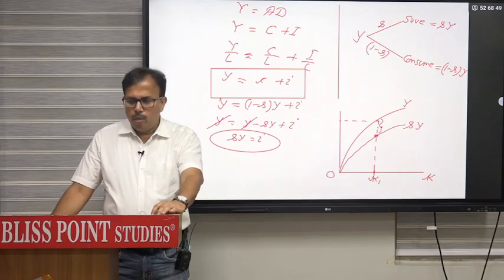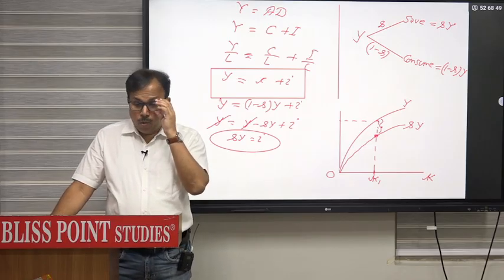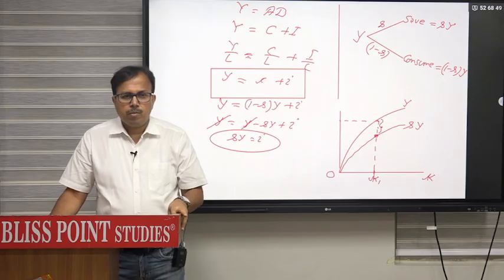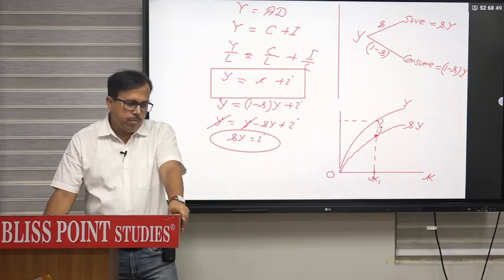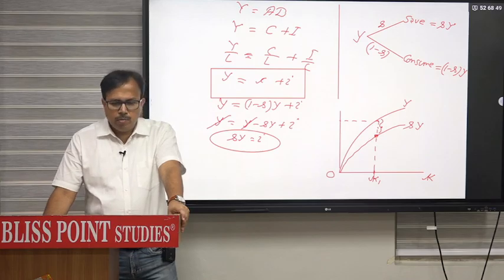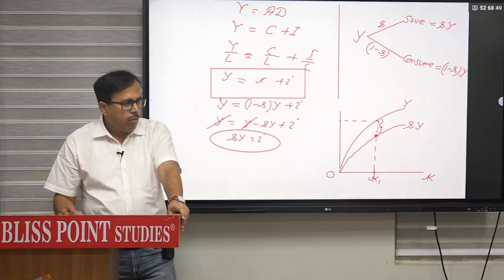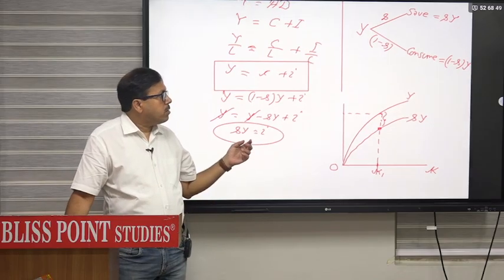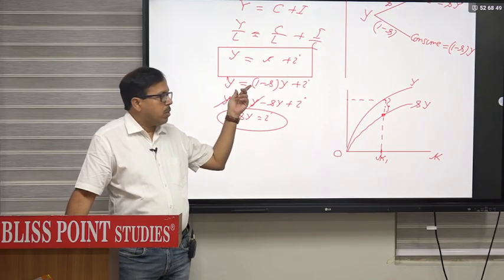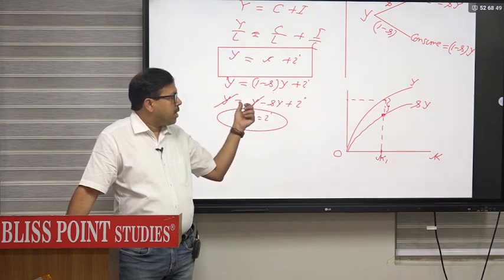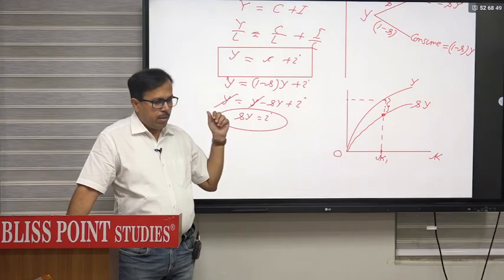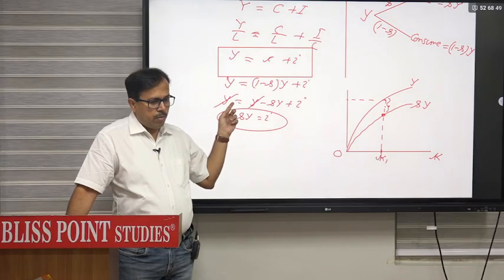Therefore we can write the equation as y equal to (1 minus s) y plus i, and then cancelling y, small s y equal to i.